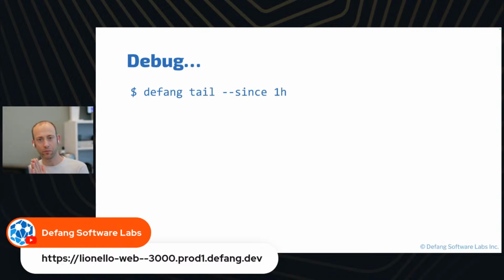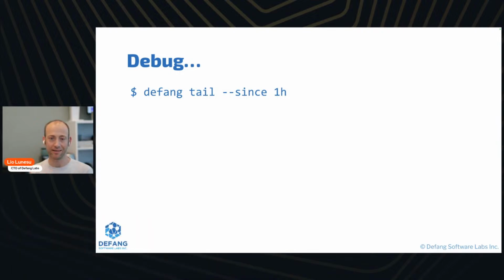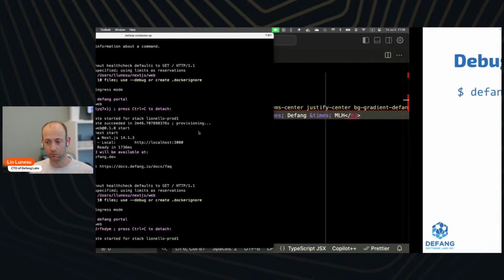So what if something goes wrong in my application, right? How do I debug it? We have added a tail command. Tail basically means you see the end of something, right? That's the tail. So to see the end of your application logs, you can use defang tail, and you can specify exactly how much you want to see with --since. So in this example, it'll show us an hour of logs. So let's try that.